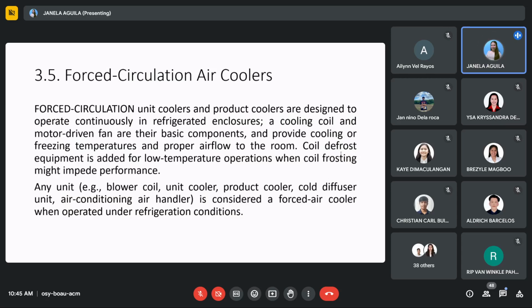So, ito po ang explanation ni Kristen Lucky. Product coolers and forced circulation unit coolers use a cooling coil and motor-driven fan to produce enough airflow or cooling temperatures. The cooling coil is responsible for cooling or freezing temperatures, while the fan ensures proper airflow in the room. They are intended to operate constantly in refrigerated spaces. For low temperature operations, they have coil defrost equipment to avoid frosting that might affect performance. When used in refrigeration, any unit such as an air conditioner, air handler, blower coil, unit cooler, product cooler, or cold diffuser is referred to as a forced air cooler.